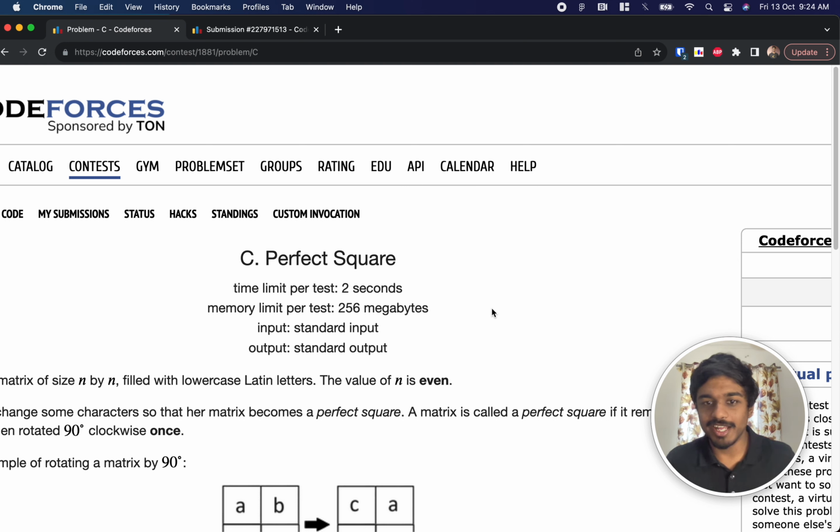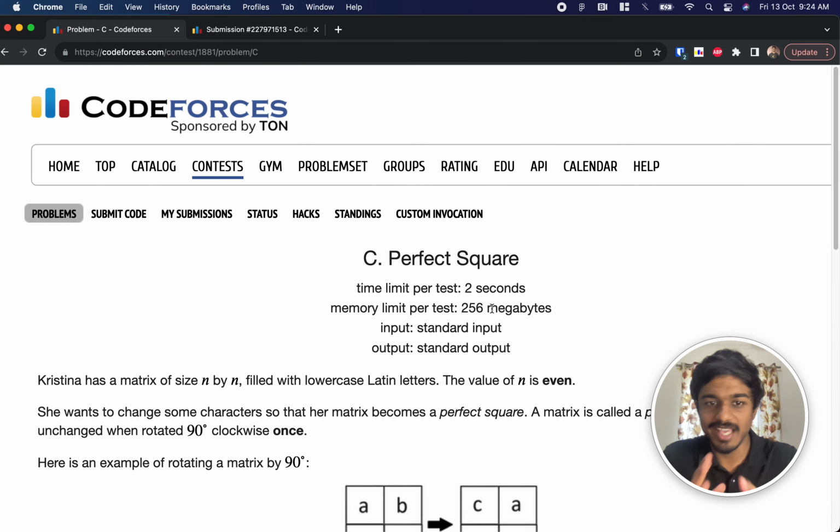We have a friend called Christina, and she has a matrix of n by n, and the size n is always even. Now she wants to replace some characters in the matrix such that it becomes a perfect square. She defines a perfect square like this: if she rotates the matrix by 90 degrees, the original matrix and the rotated matrix are both the same. If that is the case, then it is called a perfect square.